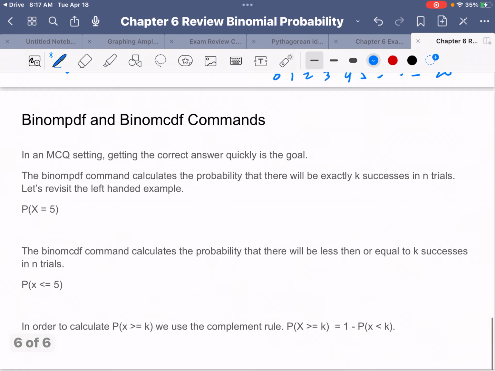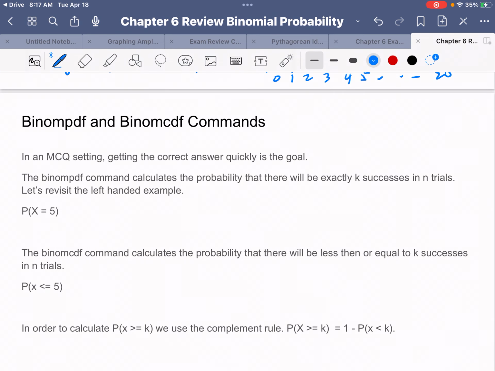Now, we also learned about the binomPDF and binomCDF commands. In a multiple choice question setting, you want to be able to get answers quickly, of course, and so sometimes, unlike the first example, they give you the answer choices in terms of percentages. So remember, the binomPDF command calculates the probability that there will be exactly k successes in n trials.